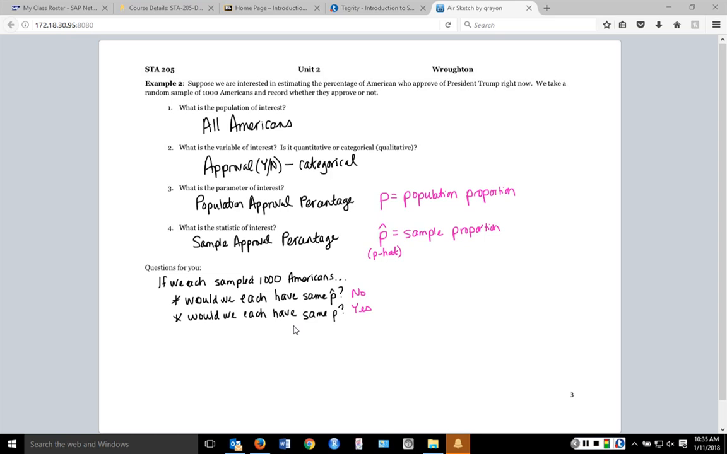So the big takeaway to remember here is that parameters, which again are our population values, are fixed, they don't change. However, statistics, or our sample values, vary based upon the sample.